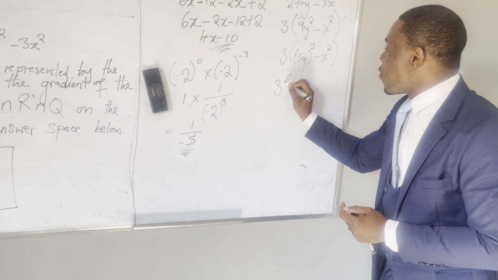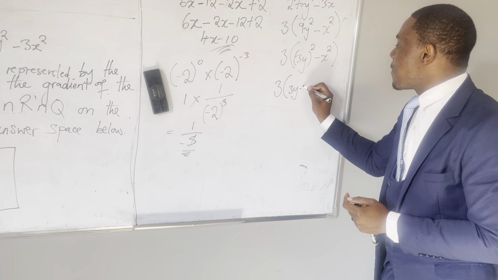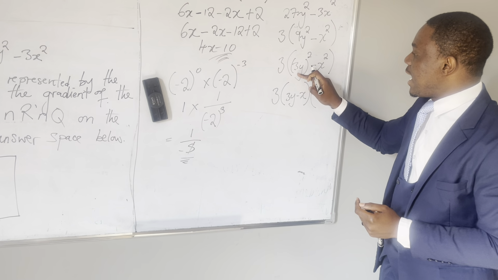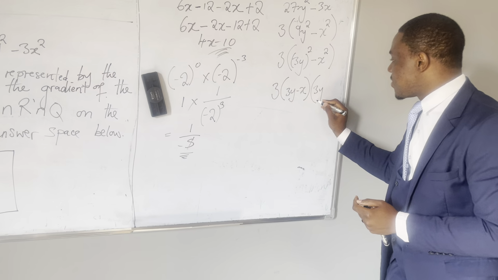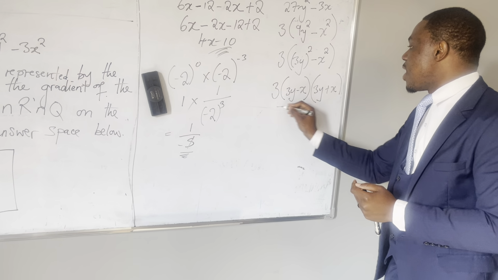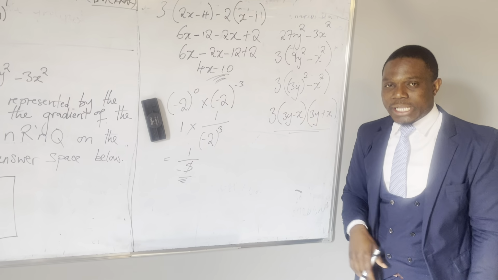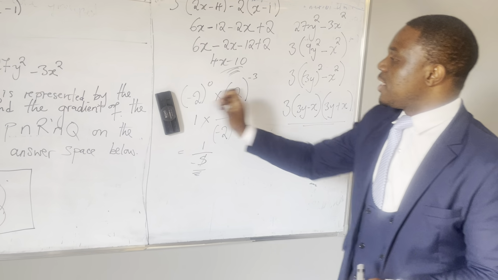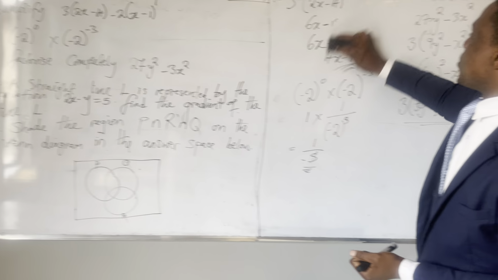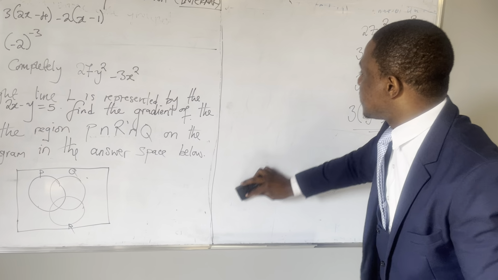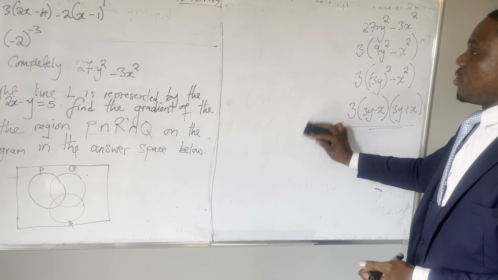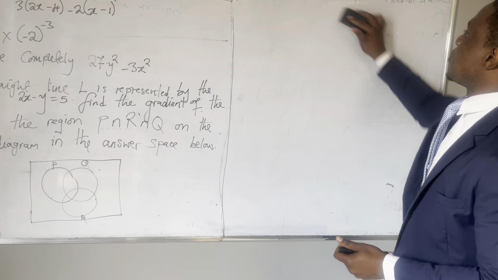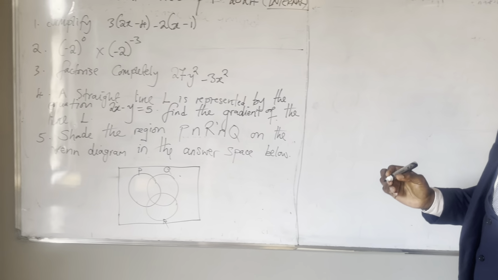So our 3 will be open, then you write 3y minus x, you close, again you open. Remember there are two 3y's here, so the other one comes there now, plus x, you close. Meaning that you have factorized completely. So that's the other question that we have. Let me quickly erase this part so that we can create enough space for the other two.